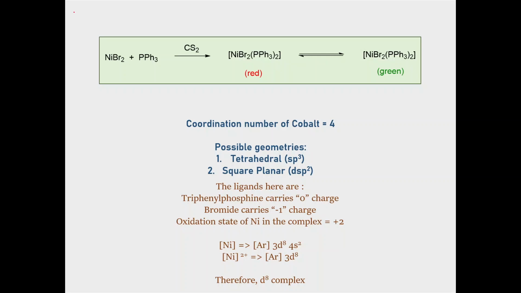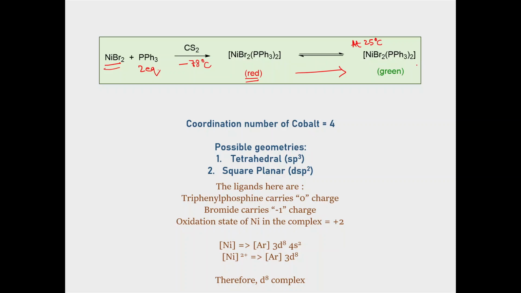So in this question, it is given that NiBr2 is reacting with two equivalents of triphenyl phosphine in CH2Cl2, and at minus 78 degrees Celsius, this compound is forming NiBr2(PPh3)2, which is red in color. But at 25 degrees Celsius, we can see the change of color from red to green. But the compound has the same molecular formula of NiBr2(PPh3)2.